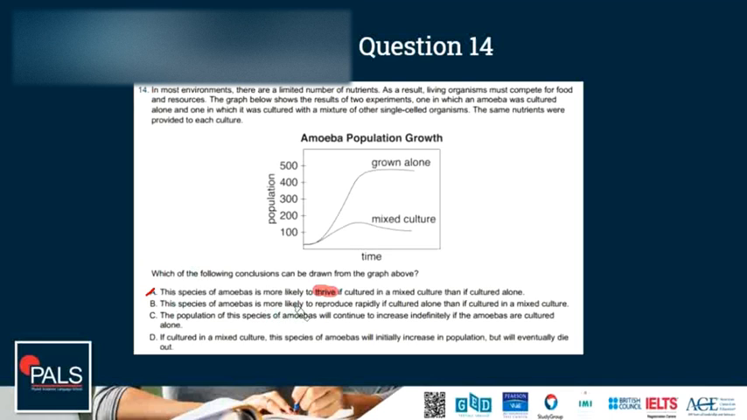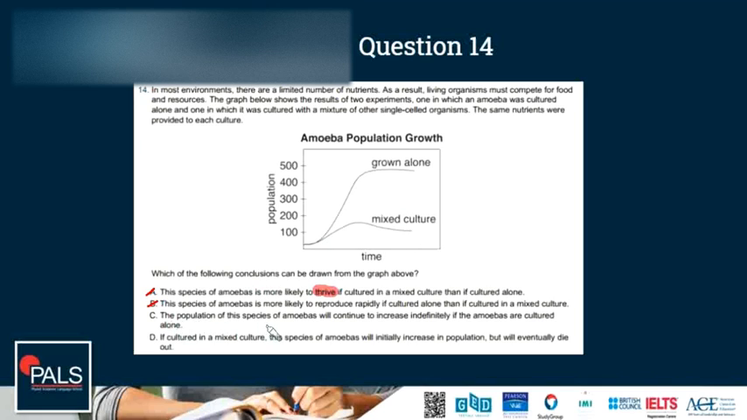B: This species of amoeba is more likely to reproduce rapidly if cultured alone than if cultured in a mixed culture. That we can exclude as well. We can see that the line of the culture where we had only amoebas is much steeper, which means it reproduces much quicker than in the mixed culture.